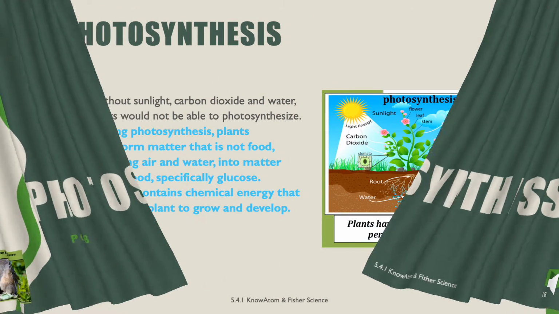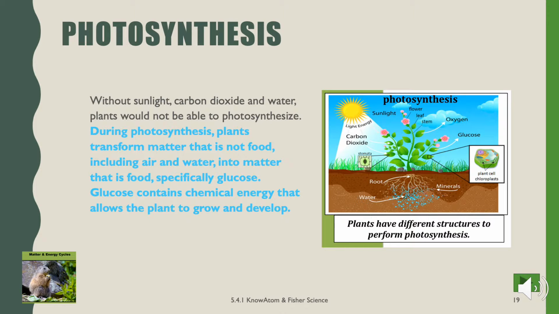Now on page 8, we're going to learn a little bit more about photosynthesis. So during photosynthesis, plants transform matter that is not food, including air and water, into matter that is food, specifically glucose. Glucose contains chemical energy that allows the plant to grow and develop. And we can see that through the picture that's on this slide here and in your notebooks.